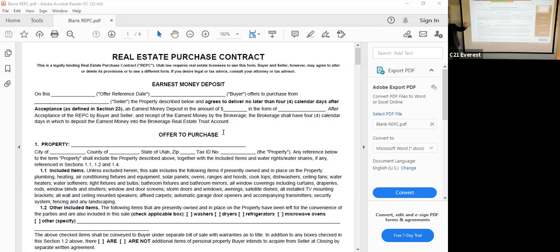So the contract makes it very clear: into the brokerage trust account. It does not say into any trust account in the world. And if it did, then it would be fine to deposit it into a title company. Or if it said into a brokerage trust account or a title company's trust account. If it had that language, then they could do that. But it doesn't specify it.